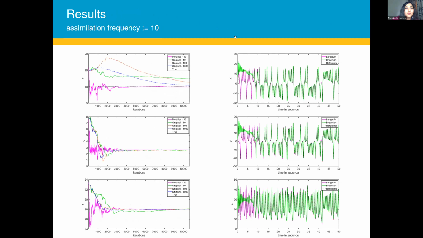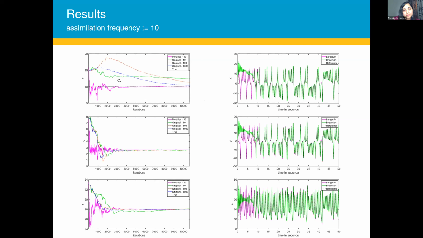Okay. We now have some results for a lower assimilation frequency. So we assimilate every 10th time step. The original parameter dynamics don't change because it's just Brownian motion. But if you recall, the modified dynamics is a function of the observations. So until a new observation is available, we keep using the same gradient in the Langevin dynamics.